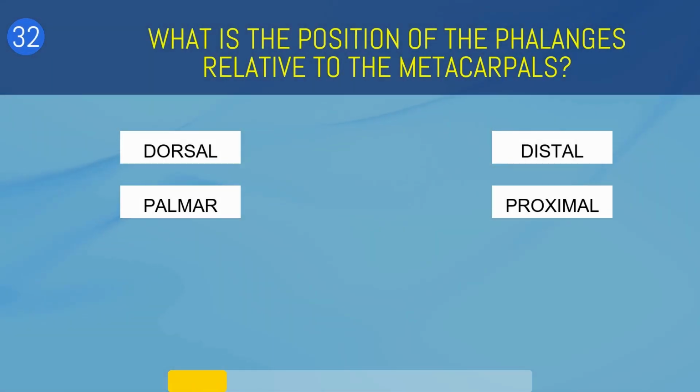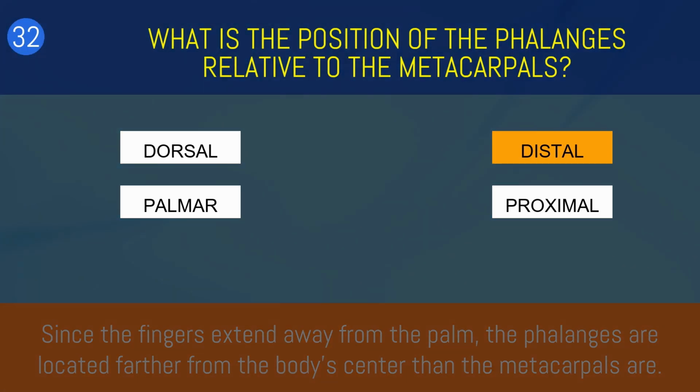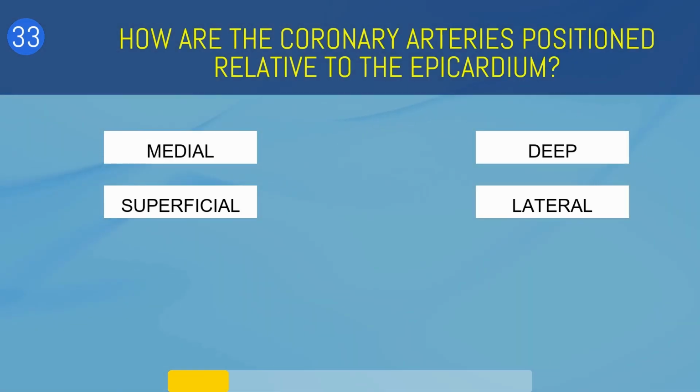What is the position of the phalanx relative to the metacarpals? Dorsal, palmar, distal, or proximal? Distal. Since the fingers extend away from the palm, the phalanges are located farther from the body's center than the metacarpals are. How are the coronary arteries positioned relative to the epicardium?